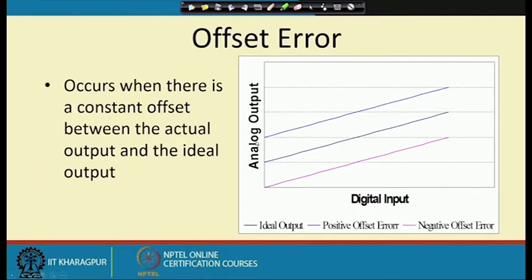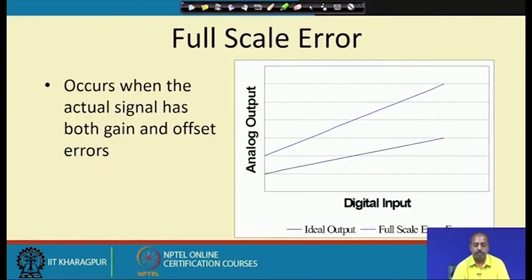So, it may be possible that for offset error we may add some constant value, some positive or negative value, and that way that offset gets nullified. So, this occurs when there is a constant offset between the actual output and the ideal output. So, that is the offset error for the DAC. Again we would like it to be reduced.